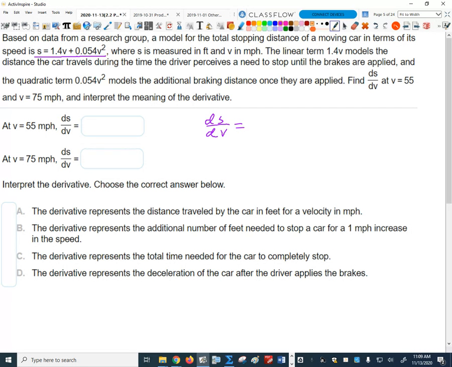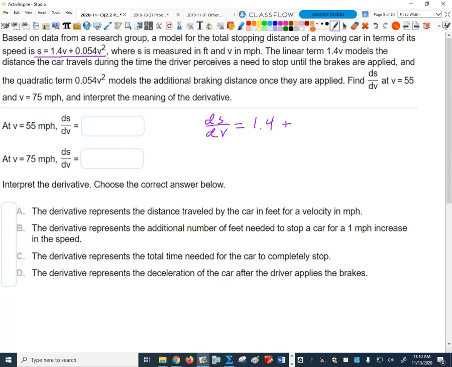So Amber, what are we going to get if we take the derivative of this function right here with respect to v? What do I get from the first term? 1.4. That's it, 1.4. Good. 1.4 plus, what about the second term? How am I going to do the second term? The n x to the n minus 1. There you go. Good. So in this case, it's a v.